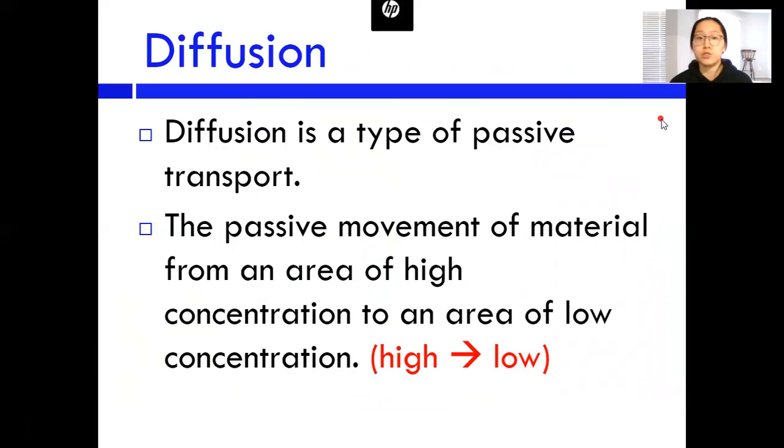So this is actually diffusion. Diffusion is a type of passive transport. The passive movement of material from an area of high to low concentration is diffusion. So any molecules moving from a high concentration to a low concentration and spreading out evenly is going to be diffusion.